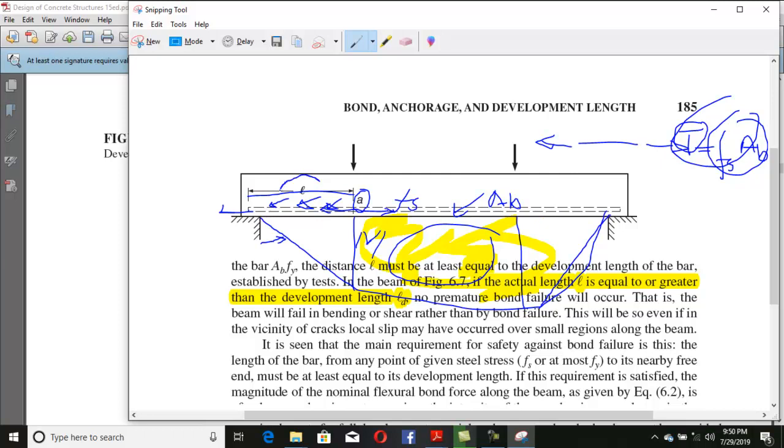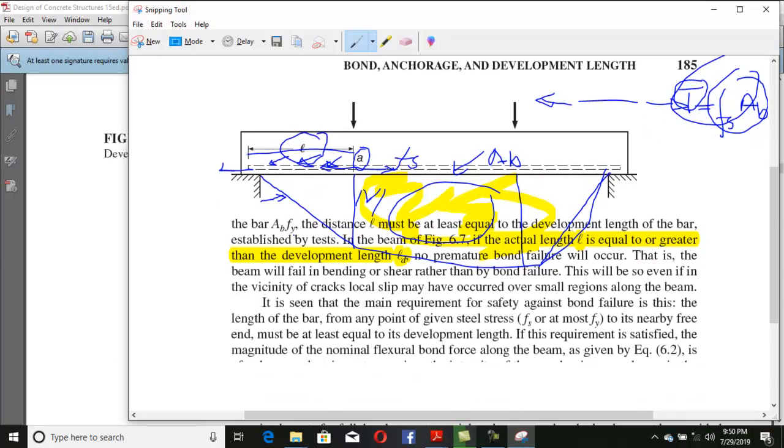Therefore this length is called the development length. It says if the actual length L is equal to or greater than the development length, this means no premature bond failure will occur. The failure of the beam due to bond will not occur. That is one criterion which is satisfied, and there will be no bond failure.